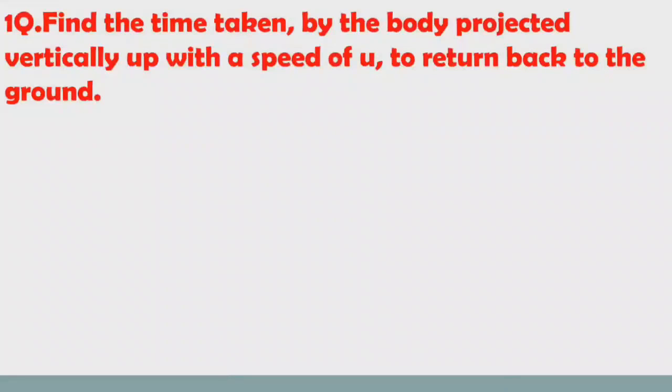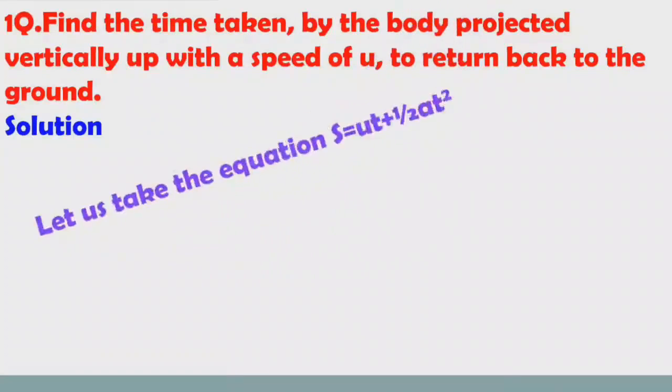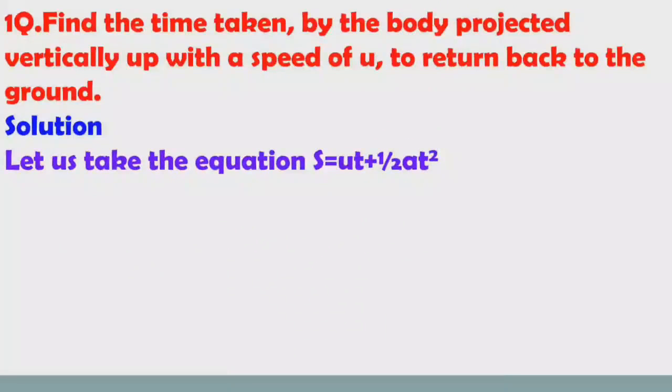Here the object is thrown upwards, it will travel to maximum height and again it will return to the ground. We have to calculate the time taken for the whole journey. That is nothing but time of flight. So we will see the solution. Let us take the second equation, that is S is equal to ut plus half at square.